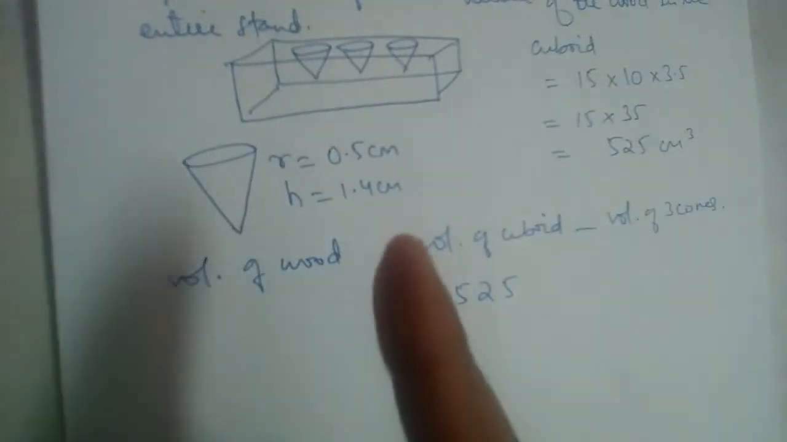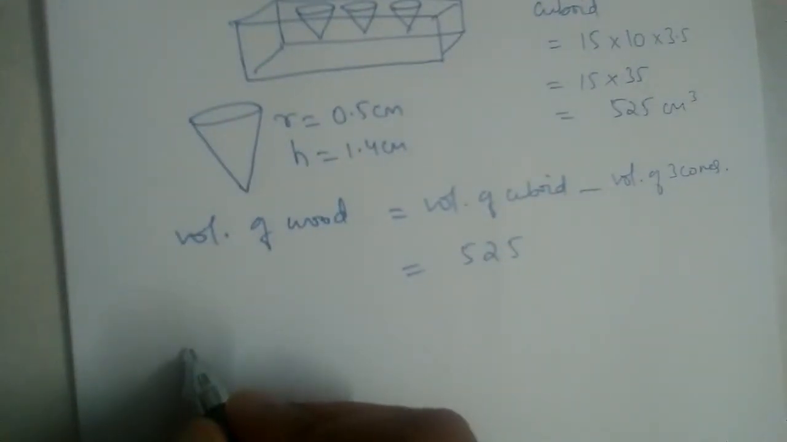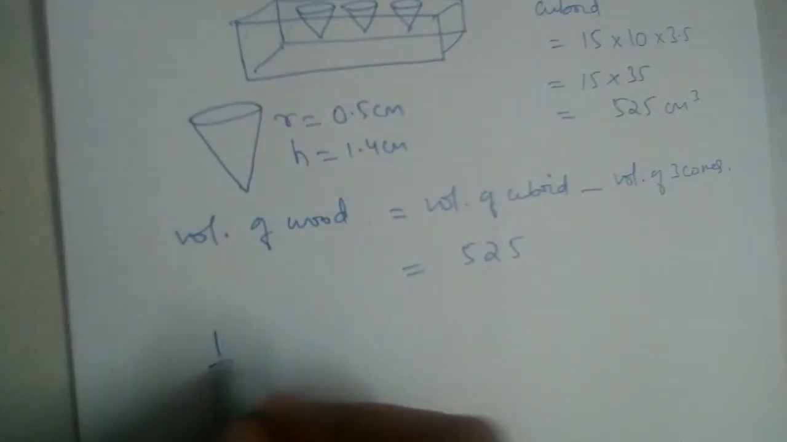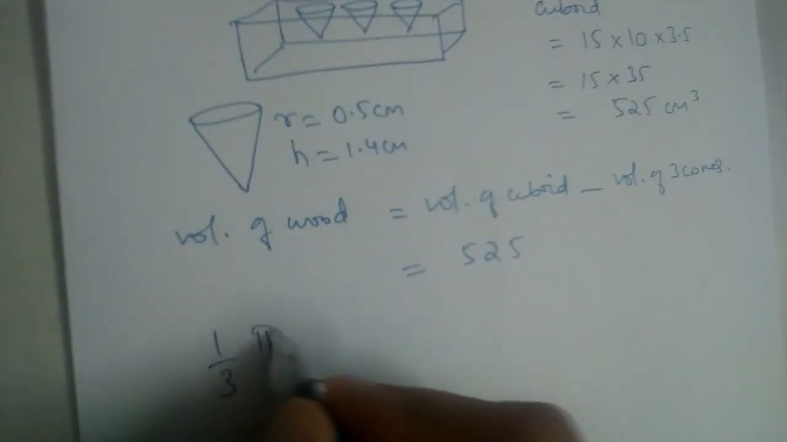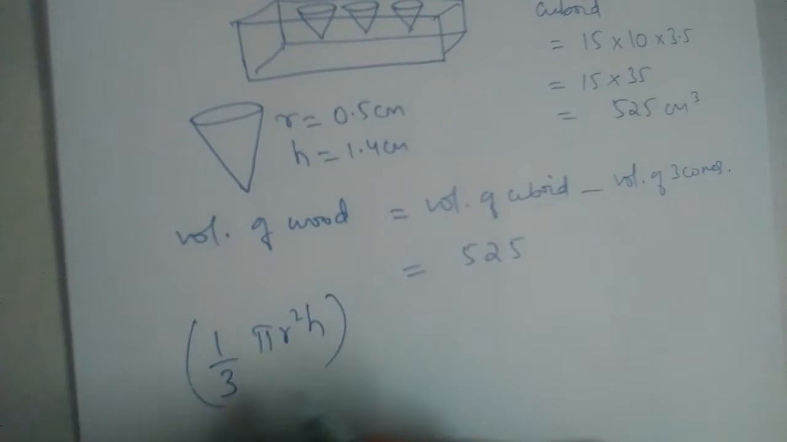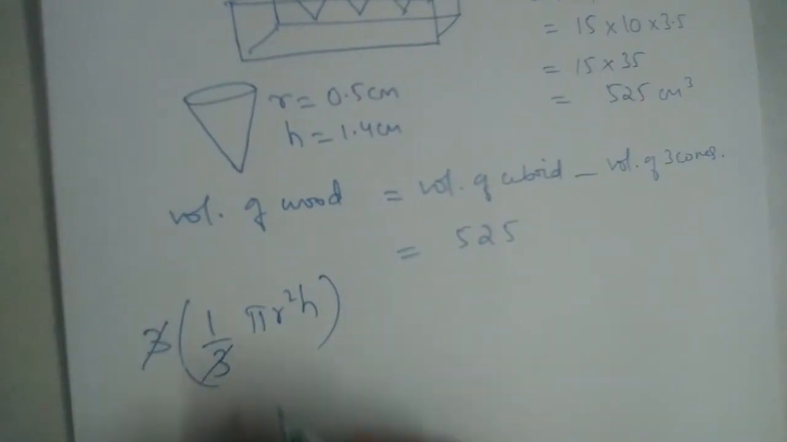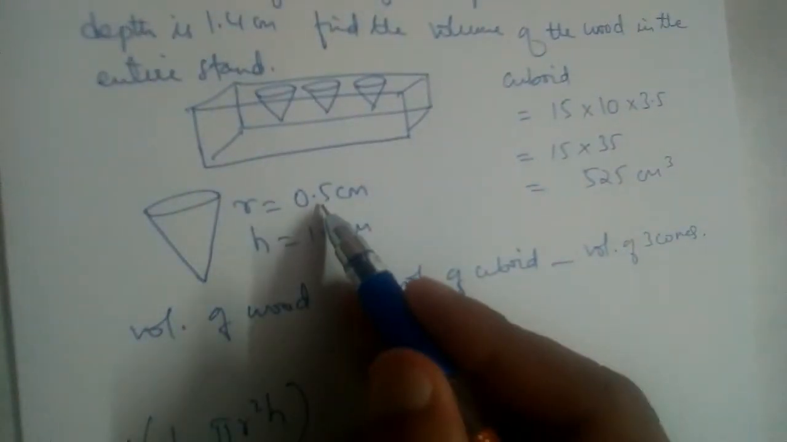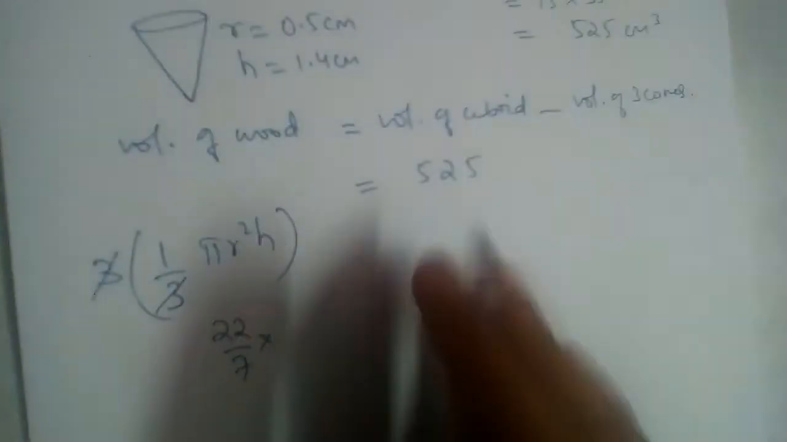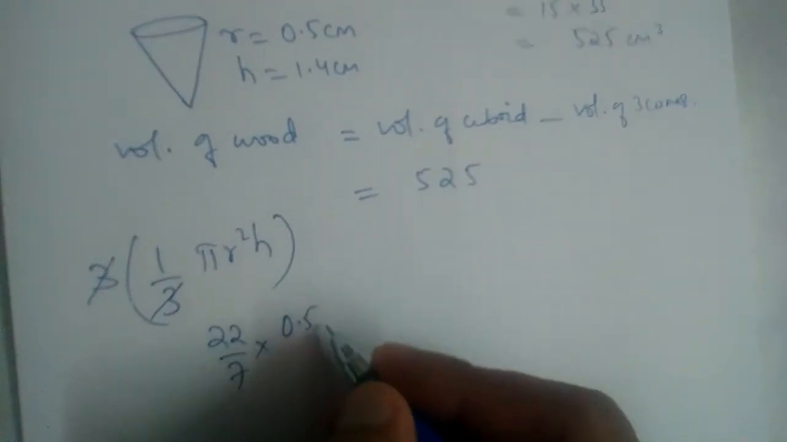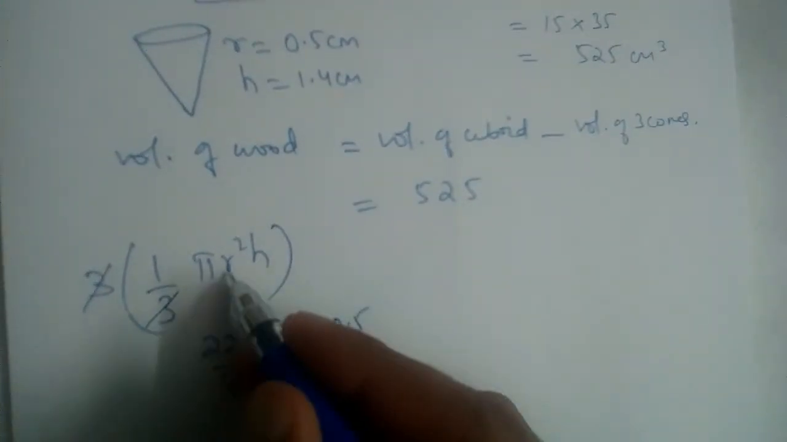So first let us find the volume of one cone, or volume of three cones, right? We know the volume of one cone is 1 by 3 pi r square h. So the volume of three cones will be 3 into 1 by 3 pi r square h. So 3 will get cancelled here. Pi is 22 by 7 and the radius of the cone is how much? 0.5. Okay, so this is 0.5 into 0.5 because we have r square.